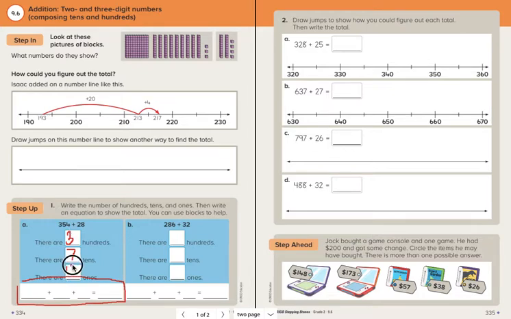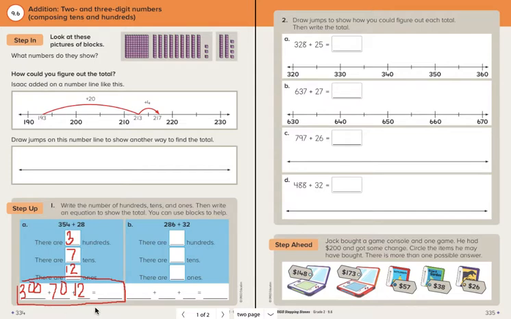That is 12 ones. So now to figure out our answer, we're going to write our equation. We have 3 hundreds, which is the number 300. 7 tens, which is what number? 70. And 12 ones. Okay, so it's your job to find that answer. I did this part for you, and now it's your job to find the answer.